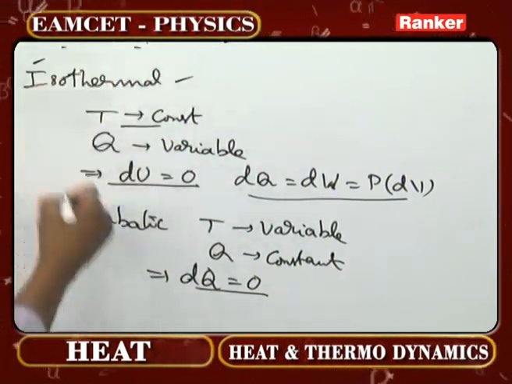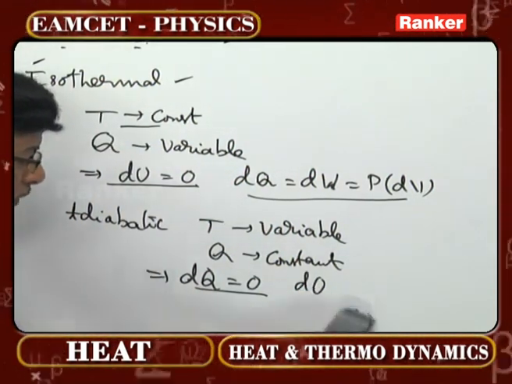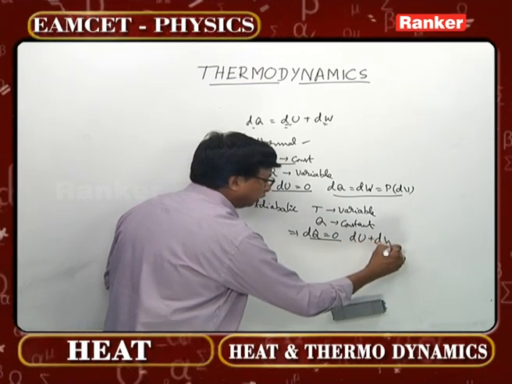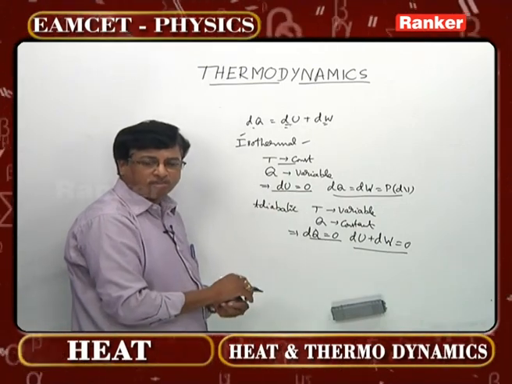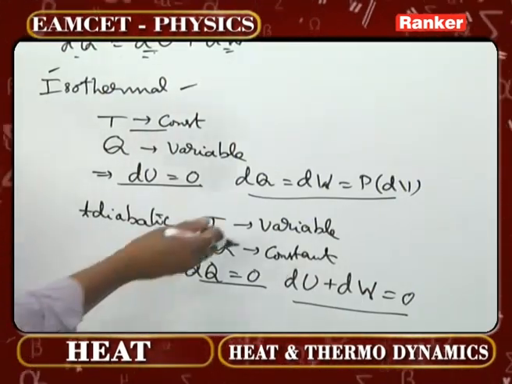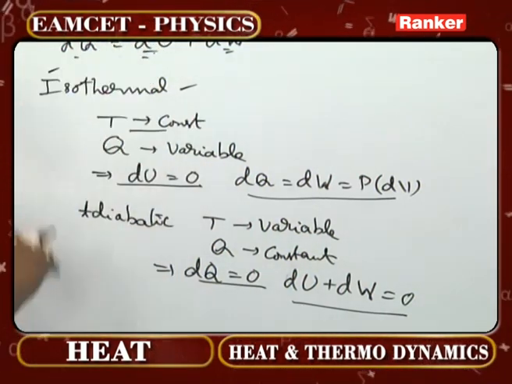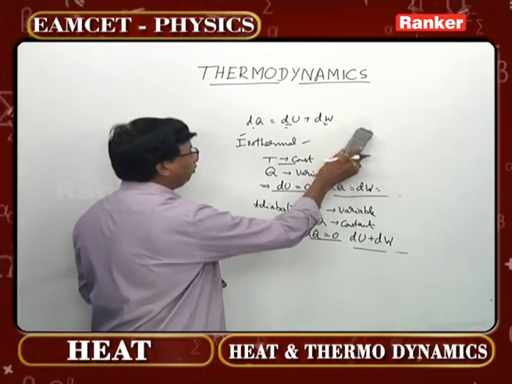Then how can we rewrite this particular equation, please? dQ is 0 means you can directly write dU plus dW is equal to 0. In other words, you can even write dU is equal to minus dW, or vice versa, dW is equal to minus dU. That is the way we have to remember the first law of thermodynamics for an adiabatic process. Come to the next one.